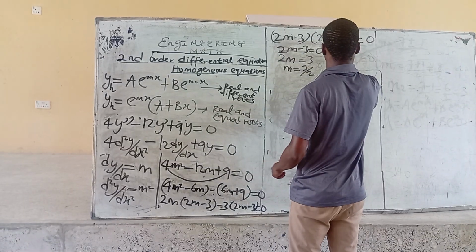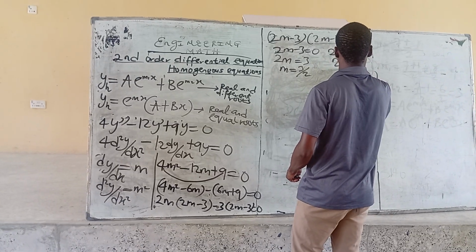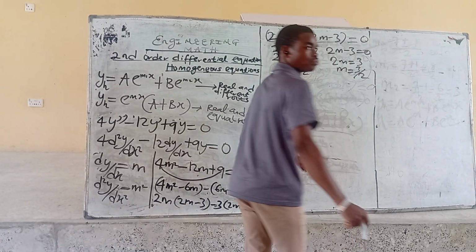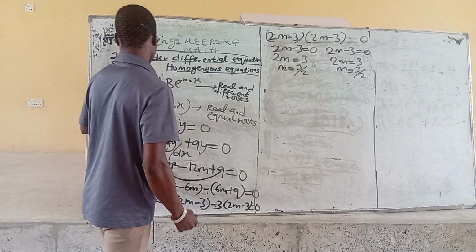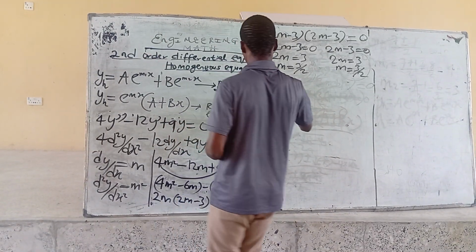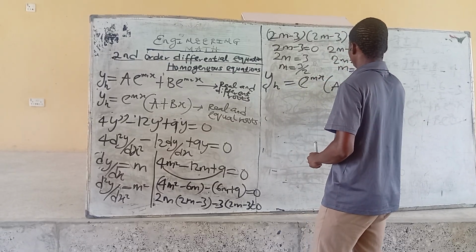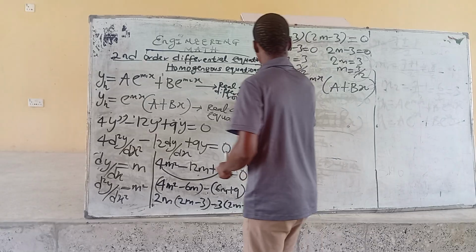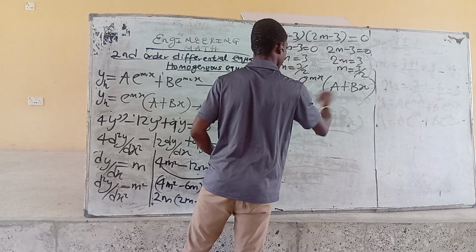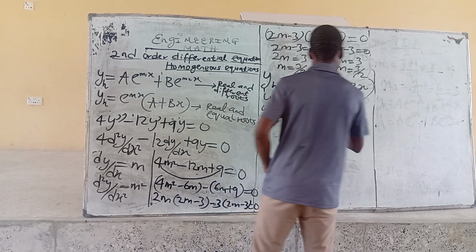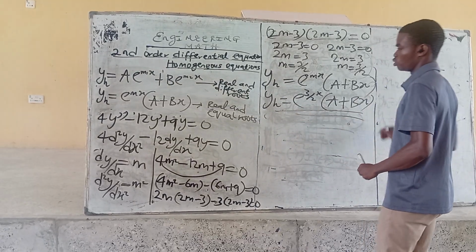Same thing applied to this one. 2m minus 3 equals 0. 2m equals 3. m equals 3 over 2. So they are the same root. So let's go on to the general equation. What's the general equation? y homogeneous equals e to the mx times (a plus bx). So your y homogeneous equals e to the 3 over 2 x, bracket a plus bx. This is your general solution to the equation.